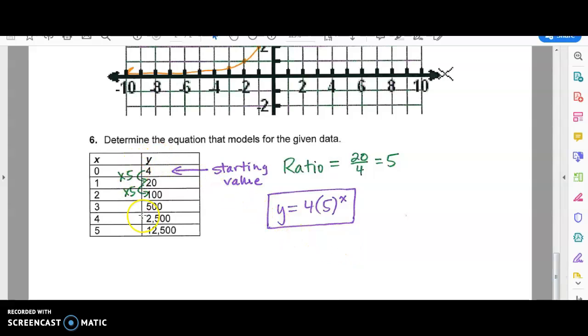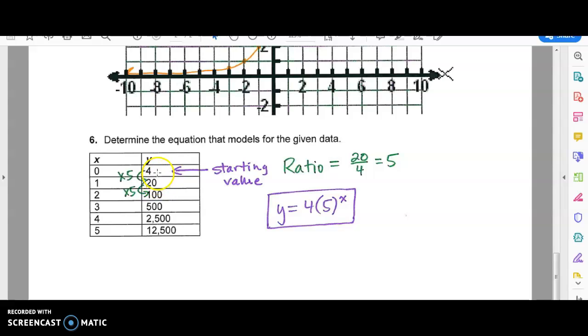If you're given a table of values and you're asked to come up with the equation for the graph, right? This value here will always be your y-intercept. So wherever x is 0, there's your y-intercept of 4. The ratio, take any y value and divide it by the y value before it. So take my second y value, divide it by the first.